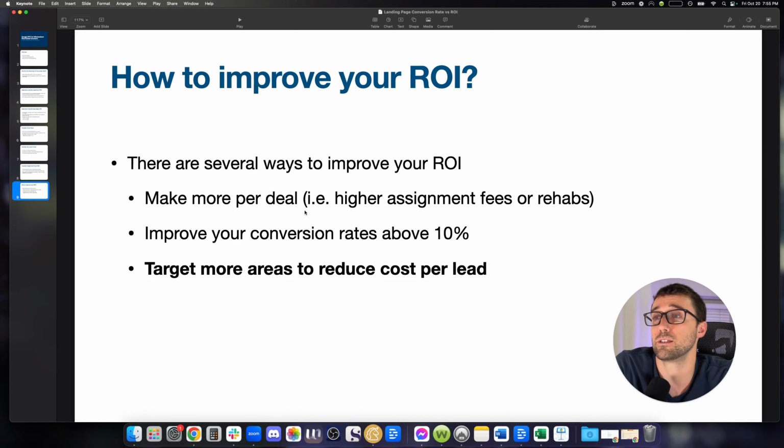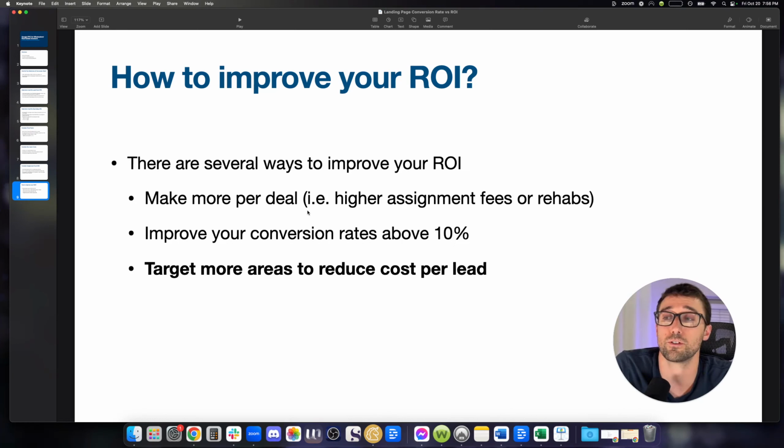However, the simplest and the most common thing that I recommend to all of my clients is simply to target more areas to reduce your cost per lead. If you can get more leads for the same amount of money, that alone will raise your ROI, because when you target more areas on Google, you are working with more search volume. It's more population, and you get more people searching for the terms that indicate motivation, which is what we're trying to target. Because there's so much more search volume from targeting more cities, more areas, more counties, Google is able to find lower cost clicks for your campaign.